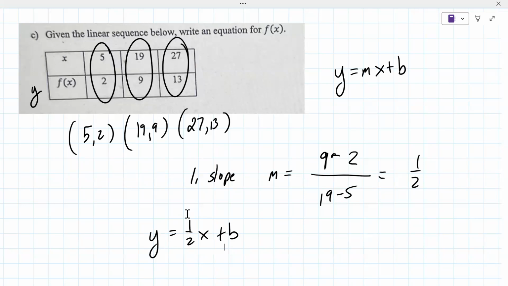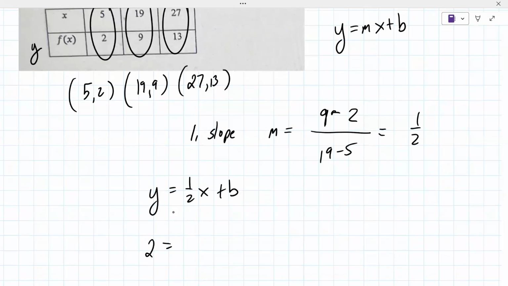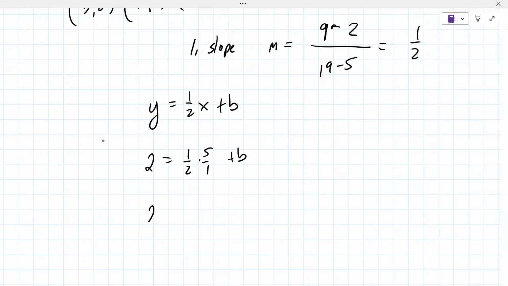To multiply 1/2 times 5, would I just set up 5/1 and then multiply it? So it's 5/1. Yep. You multiply the tops, you multiply the bottoms. So now we have 5/2 = 5/2 plus b. Okay. So you subtract 5/2 from both sides.